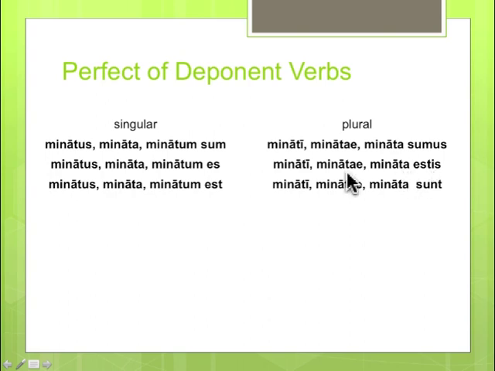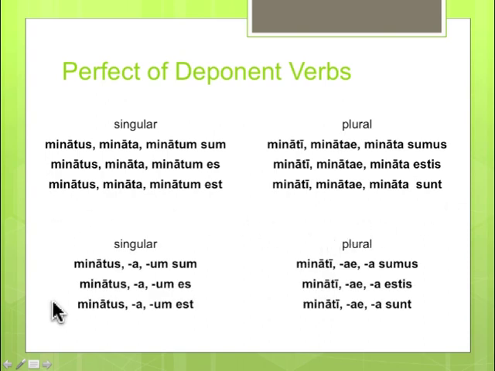Similarly, if you're talking to a group that is all men, you would say minati estis in the second person plural. If you were talking to a group of all women, you would say minatae estis in the second person plural. And finally, you would say minata estis to a group of things. And when you're talking about third person plural, a they, depending upon the gender of the they, you would say minati or minatae or minata sunt.